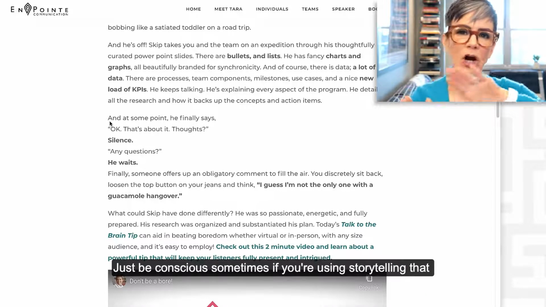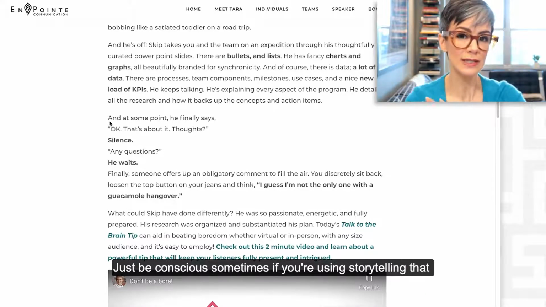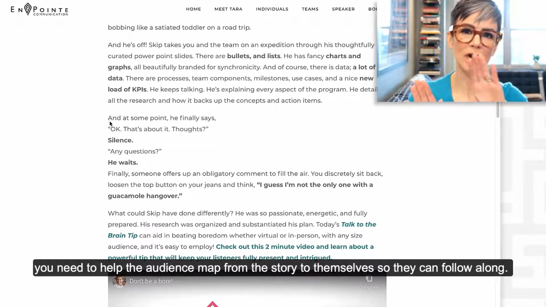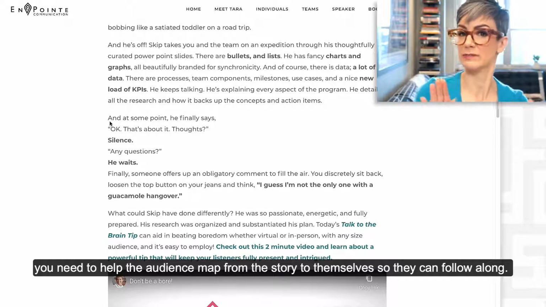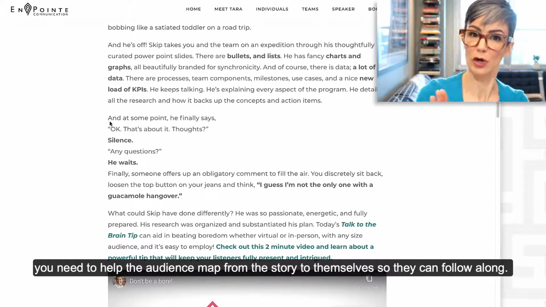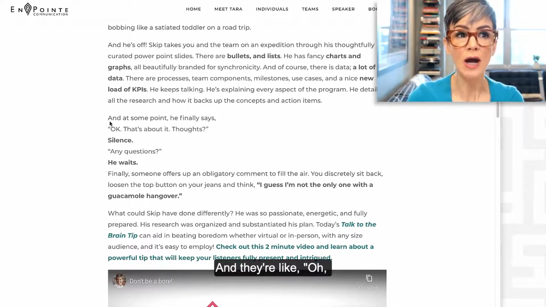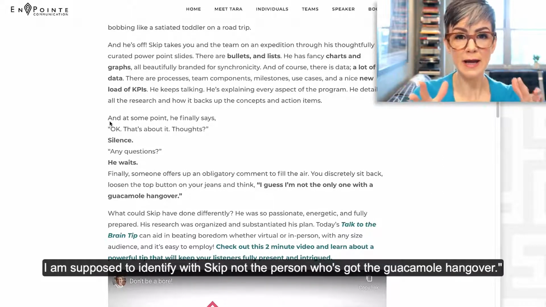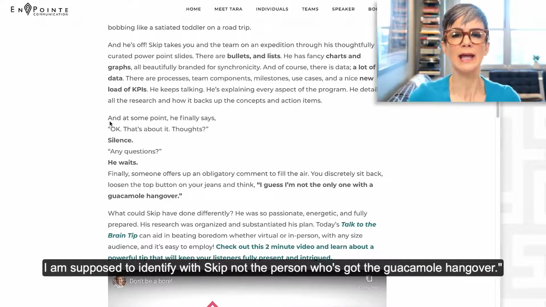Just be conscious sometimes if you're using storytelling that you need to help the audience map from the story to themselves so that they can follow along and they're like, oh, I am supposed to identify with Skip, not the person who's got the guacamole hangover.